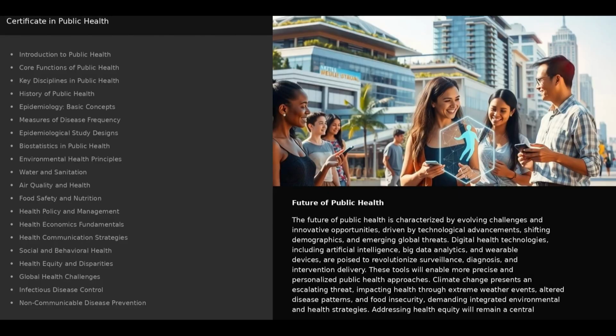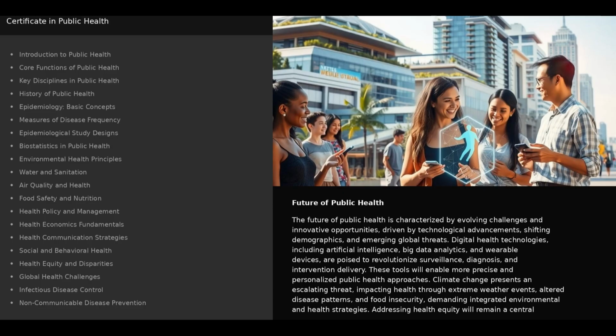Future of public health. The future of public health is characterized by evolving challenges and innovative opportunities, driven by technological advancements, shifting demographics, and emerging global threats. Digital health technologies, including artificial intelligence, big data analytics, and wearable devices, are poised to revolutionize surveillance, diagnosis, and intervention delivery. These tools will enable more precise and personalized public health approaches.